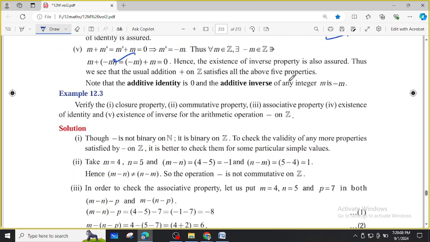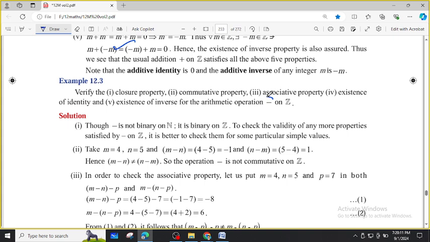Example 12.3. Now subtraction. In the integers, subtraction also satisfies closure property. If we take two elements and subtract, again we get an integer only. Minus is not a binary operation on natural numbers, but it is on integers. You take any two integers, the subtraction of two integers is again an integer. Correct? a, b belongs to integers, it means a minus b is also an integer. So closure property is true.